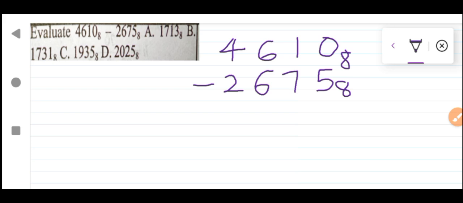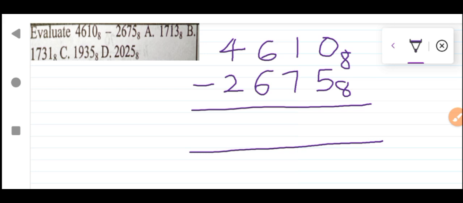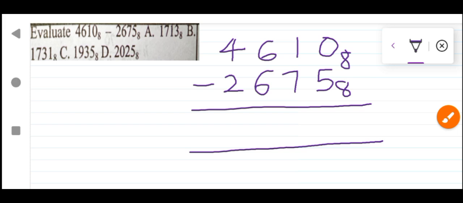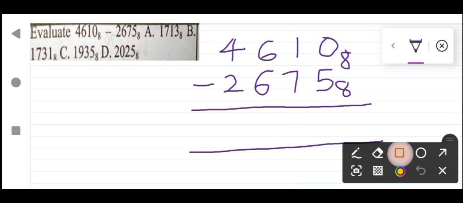in the same base 8. Now the condition for subtraction in bases is they must have equal base, and that is true because we already have that right here. And the second condition is this: whenever you borrow, you borrow the base. So let's see how to go about this.